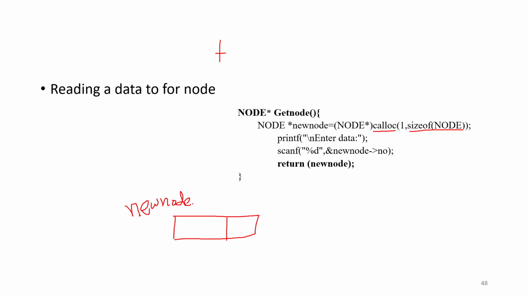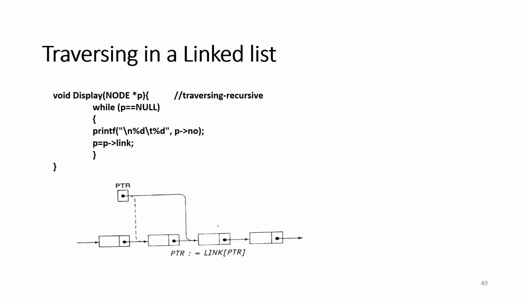Main purpose of this function is to create a node and set the data. Data entered by the user, let it be 10. 10 is entered by the user. And as it is a CLF function, null is set in the link field. This you have to return. During insertion, you are going to call this. This is the purpose of get node: to create a node and set the data value.